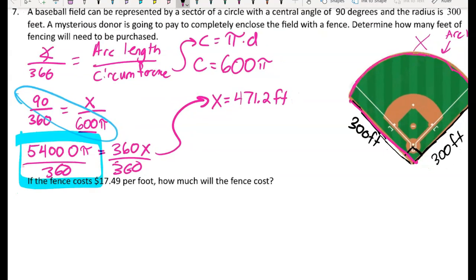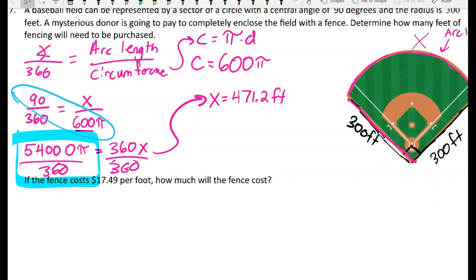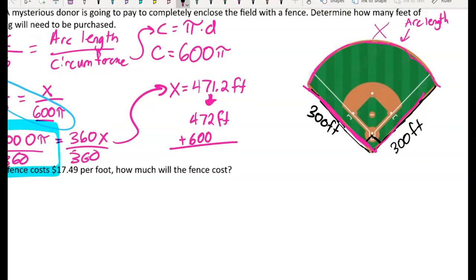Now, if I'm thinking about this realistically, I probably can't buy 1/10 of a foot of fencing if I walk into a store. The question's a little ambiguous, so it doesn't really matter if you don't think to do this at this step. I'm going to round that up to 472 feet, because if I buy 471 feet, it's not going to be enough. So that's how much I'm going to need along that arc length there. But don't forget that you still have your 300 and 300 along those straight sides on the left and right. So altogether, I'm going to need about 1,072 feet of fencing.